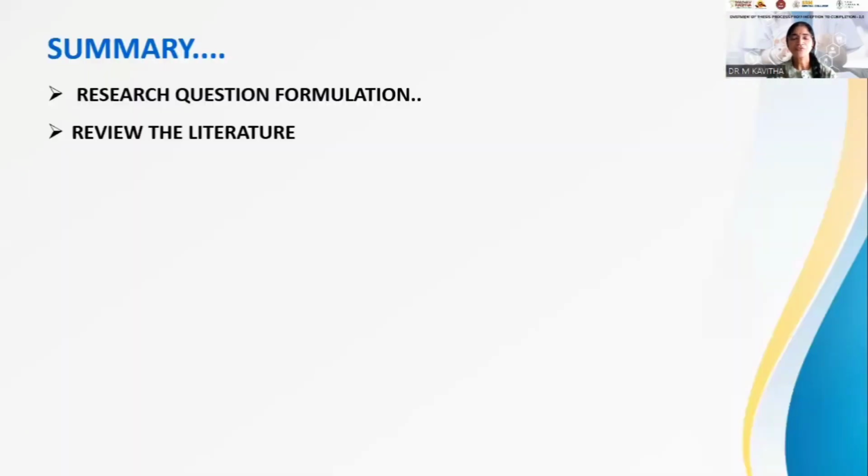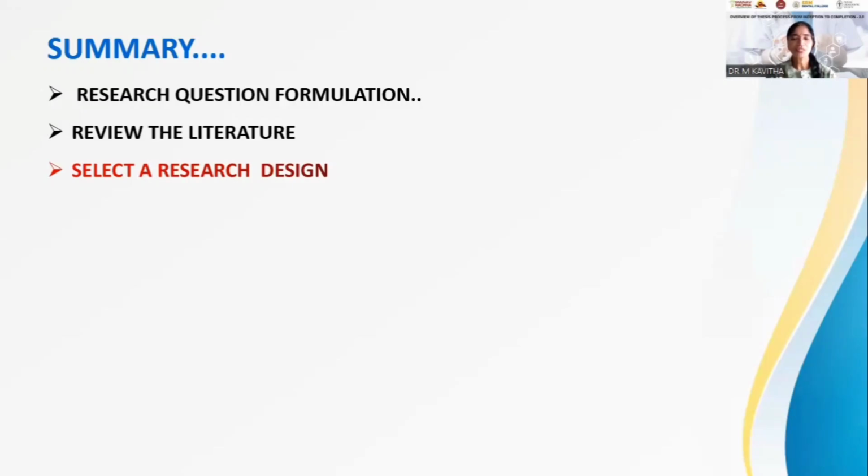To summarize, first of all, you have to attend a research methodology course or a workshop. Then the main thing is formulation of the research question. Familiarize yourself with the existing research on the topic. You have to do a thorough literature search. Then research design selection is very important. Consider what impact your research could have and design your methodology appropriately to ensure your data answers your research questions.